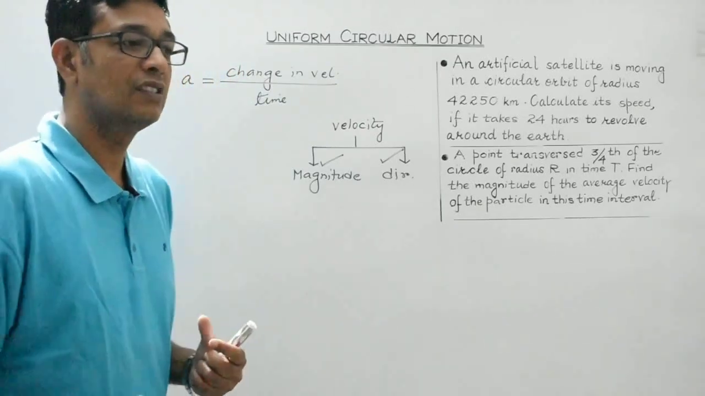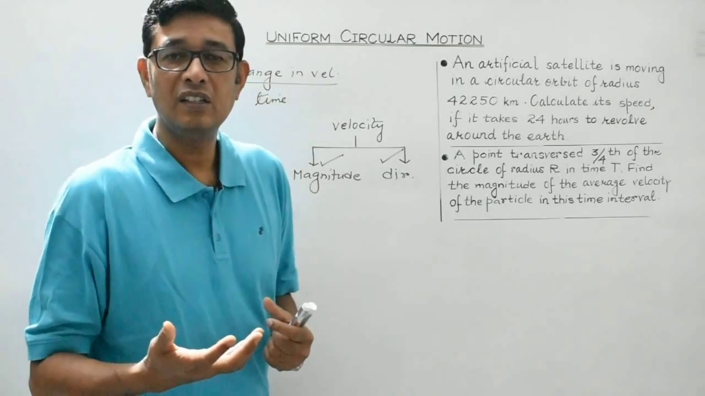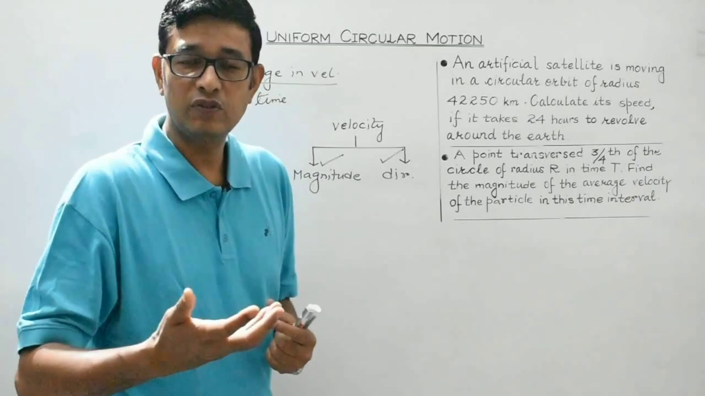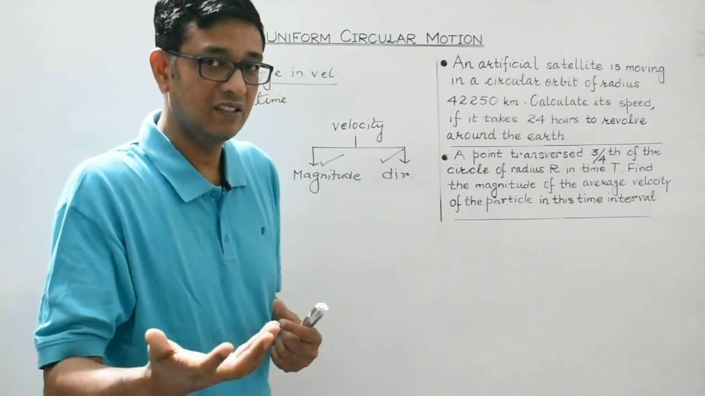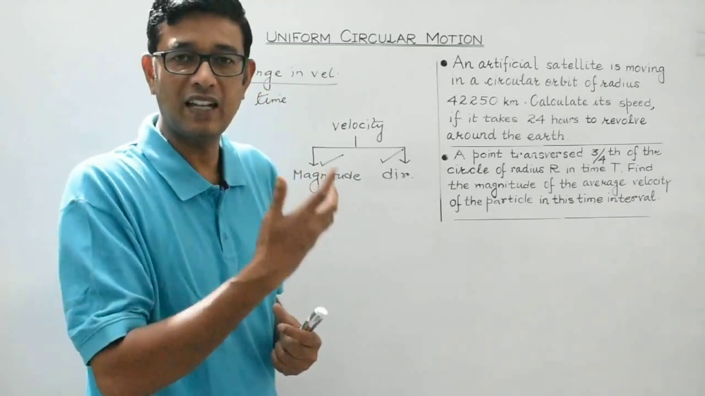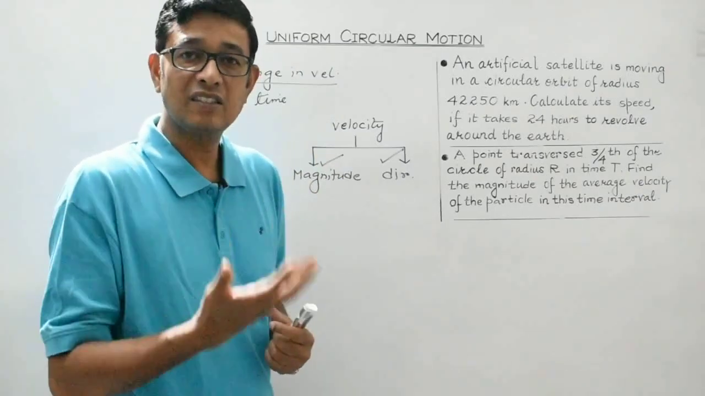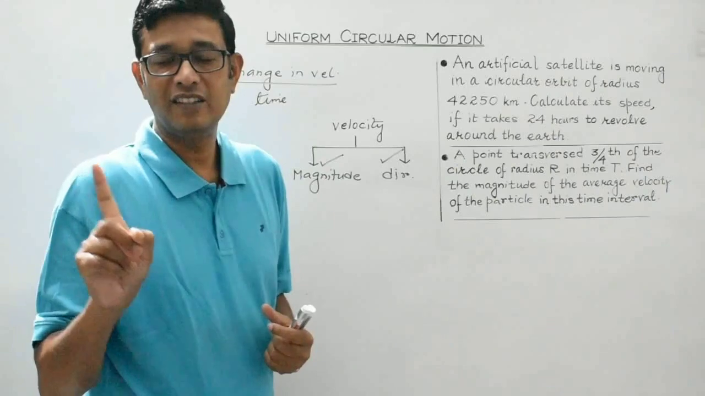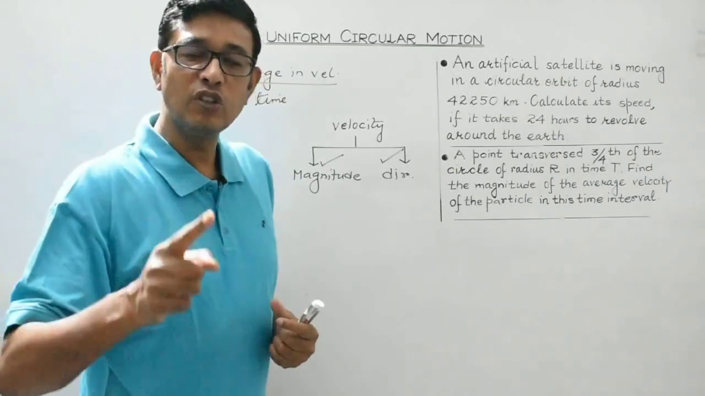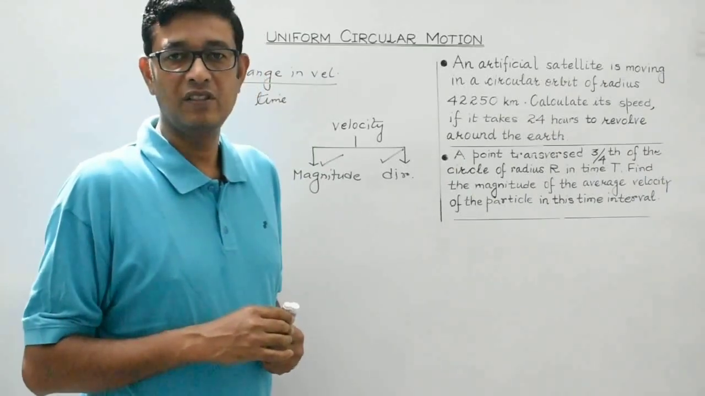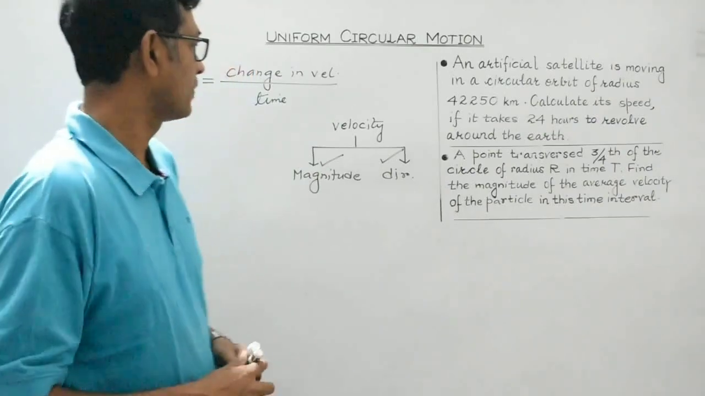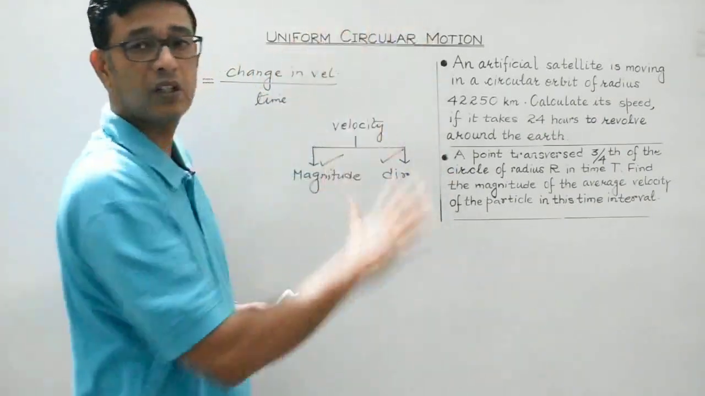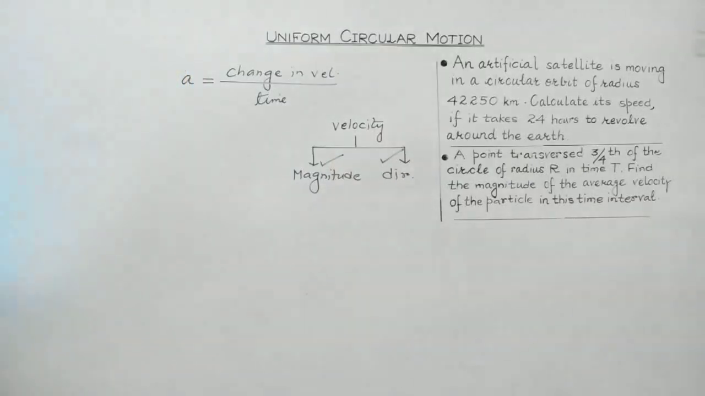And if it happens that the velocity of the body changes at a constant rate, then it must be the case of uniformly accelerated motion. And in case the velocity of the body changes but not at a constant rate, then it will be the case of non-uniformly accelerated motion. Right, students? Okay. With this basic knowledge, let's start with this particular topic of uniform circular motion.